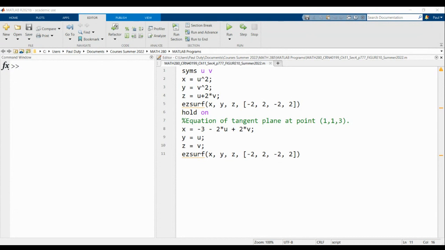Now, we're going to define our symbolic variables, u and v, and we have to use the hold on command, because we're going to graph that funny looking surface, and then we're going to say, hold on, MATLAB, I have a second surface I want to graph. So the parametric equations for the first surface are the ones that you see in example 7 from section 11.4. But what's going on with the parametric equations for the second surface? Well, let me show you that. Let me go to the whiteboard.